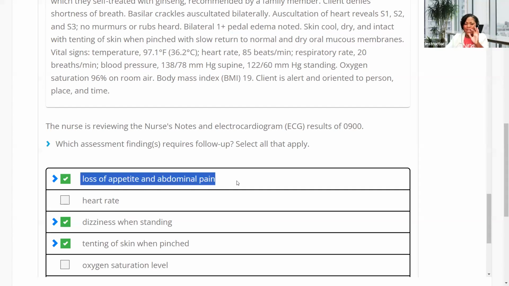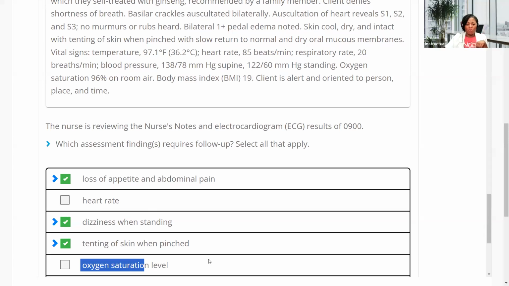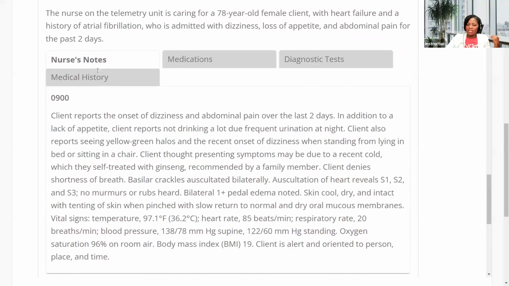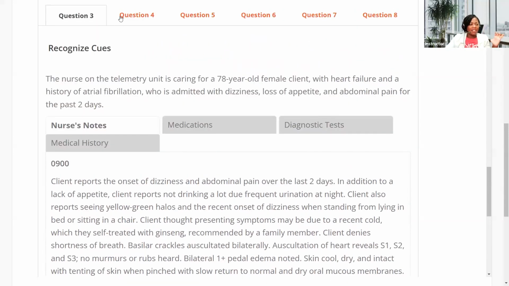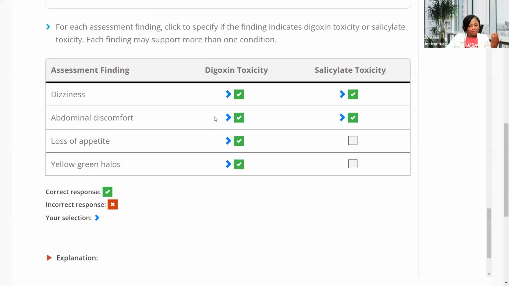And then we've just got a whole GI thing going on that shouldn't be there. And then the other things were not even abnormal. So we didn't have to worry about that. So we were able to successfully recognize the things that mattered the most and needed follow up. Then we went to the second one, analyzing cues.